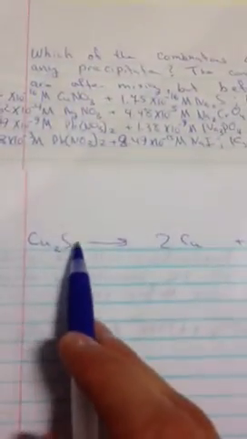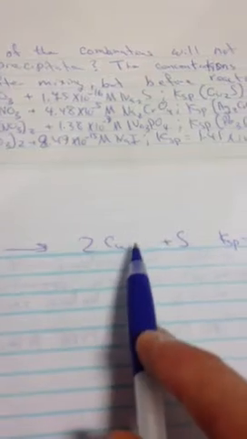Okay, so the question is, which of the combinations will not produce any precipitate? The concentrations shown are after mixing but before reaction. So we're given four choices. For the first one, A, we see that the KSP for Cu2S is given. That reaction is Cu2S dissolving into 2Cu plus S, and the 2 goes in front because there are 2 of them per S, and here's the KSP.